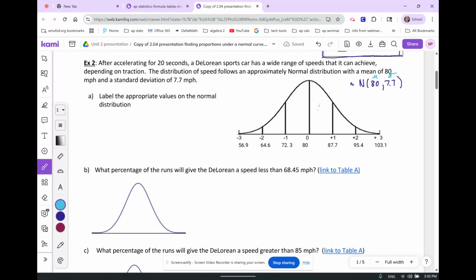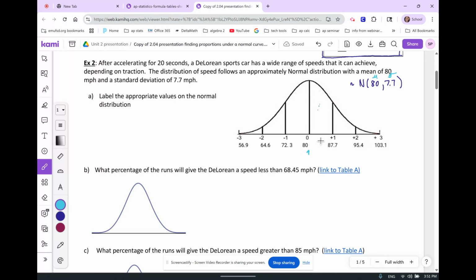Okay, so the first thing they want you to do is label the curve. Now, I already did that to save time in the video, but what you would do is put the mean of 80 at 0. You would keep on adding 7.7 to get the speeds at 1 standard deviation, 2 standard deviations, and 3 standard deviations above. So 80 plus 7.7 is 87.7, another 7.7 is 95.4, and so forth.